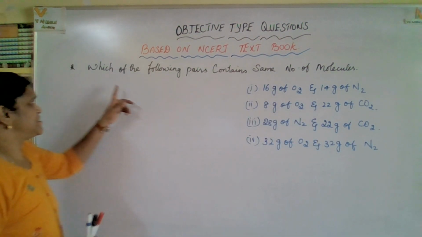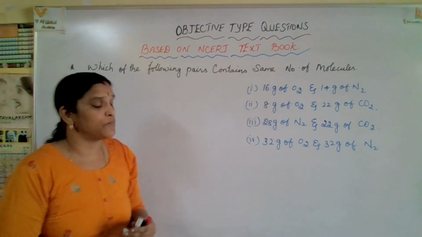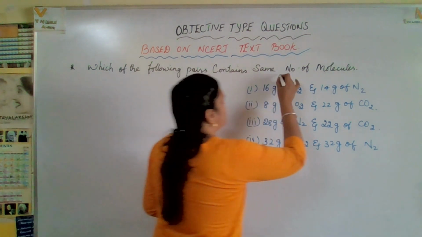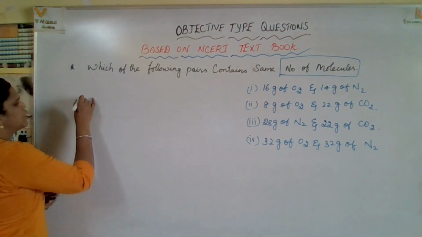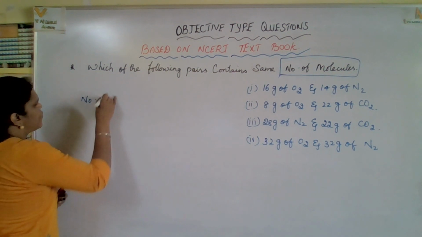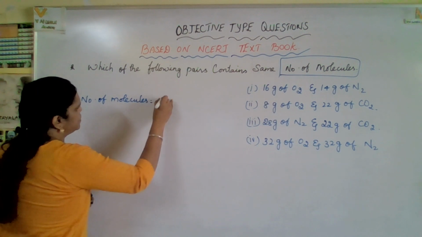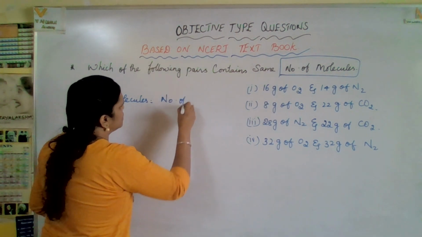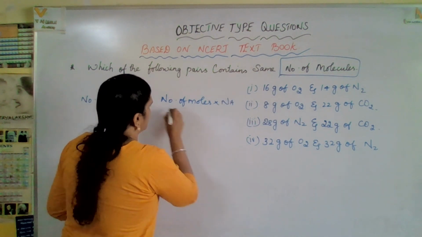Next, one more interesting question. Which of the following pairs contain same number of molecules? See, same number of molecules. What is the formula to find out that number of molecules? So, number of molecules equal to number of moles into Avogadro number, right?